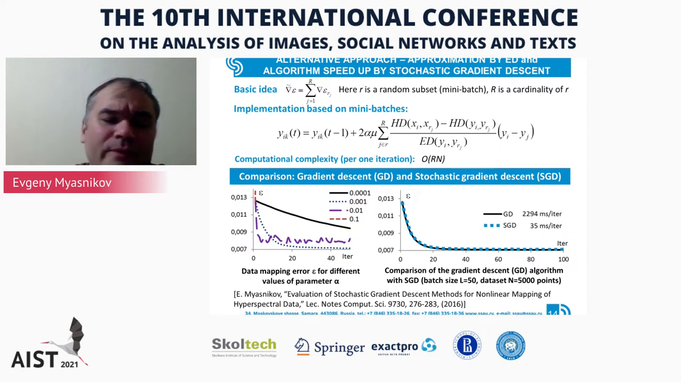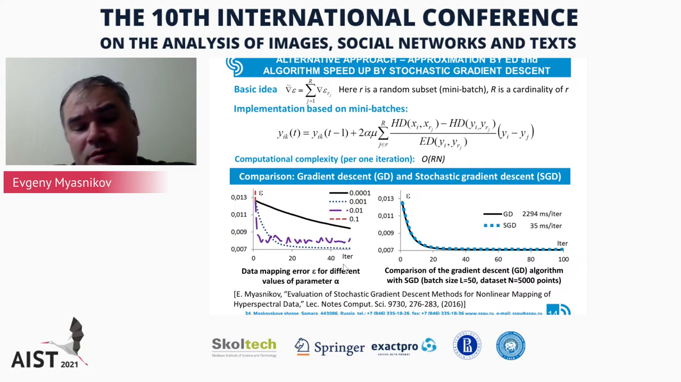So these pictures show us how the data mapping error changes with iteration, and these numbers show us how we can accelerate the mapping when we apply stochastic gradient descent.